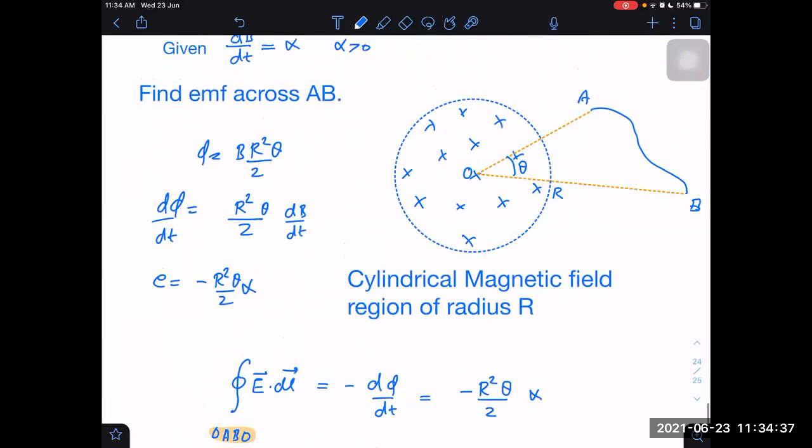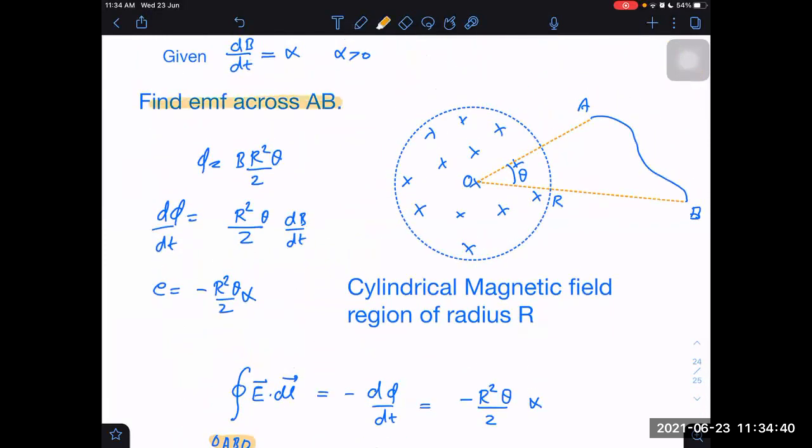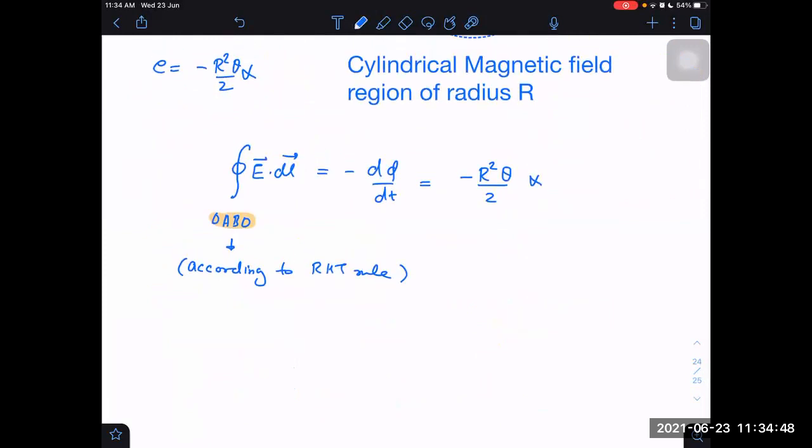But my question was not answered till now, because I asked for EMF only across AB, not across the whole loop. Now think how to find it across the loop. It is the same as across AB. Yes, very good idea. Across the whole loop it is the same as across AB, because along the radial lines it is zero. Along the OA part plus along the AB part plus along the third one, BO part. This is 0 and this is 0. So the whole E dot dl becomes just the AB part. So we are already getting the answer.